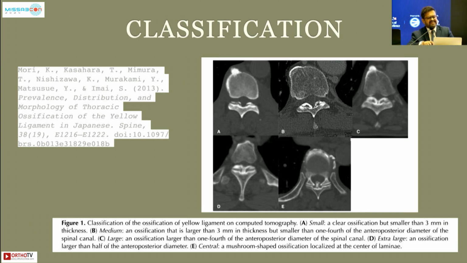Mori et al. have classified based on CT into small, medium, large, extra large, and central. In small, the ossification is less than 3 millimeters. In medium, ossification is more than 3 millimeters but less than 1/4 of the canal AP diameter. In large, it is more than 1/4 of the canal AP diameter, and in extra large, it is more than half of the AP diameter. And a central or mushroom type is attached to the lamina.